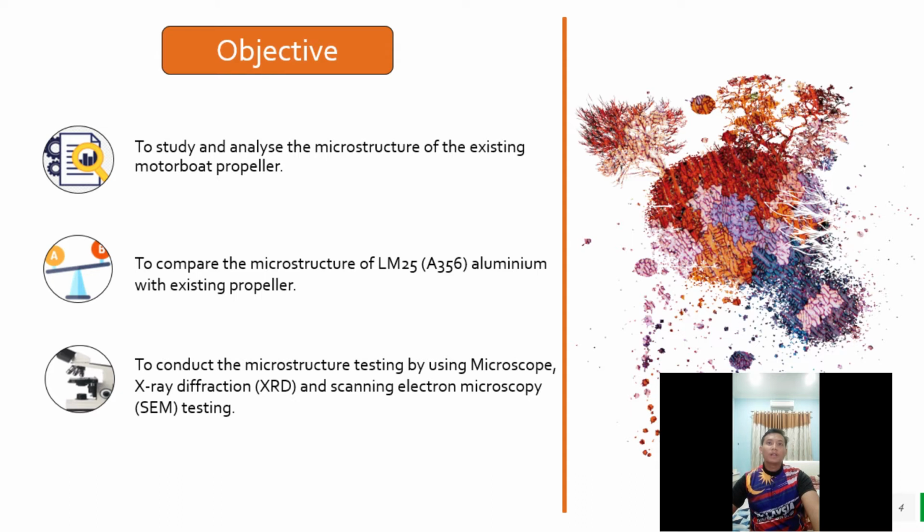First, to study and analyze the microstructure of the existing motorboat propeller. Secondly, to compare the microstructure of LM35 aluminium with the existing propeller. And lastly, to conduct the microstructure testing by using a microscope, X-ray diffraction, and scanning electron microscopy testing.